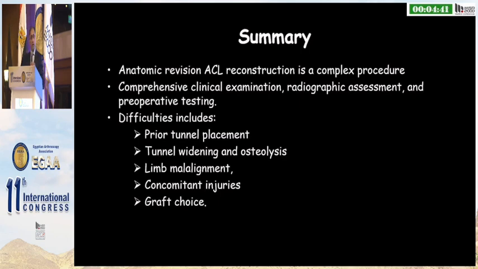So in summary, anatomic revision ACL reconstruction is a complex procedure. Comprehensive clinical examination, radiologic assessment, and preoperative testing is a must. Difficulties include prior tunnel widening and osteolysis, malalignment, concomitant injury, and the graft choice.